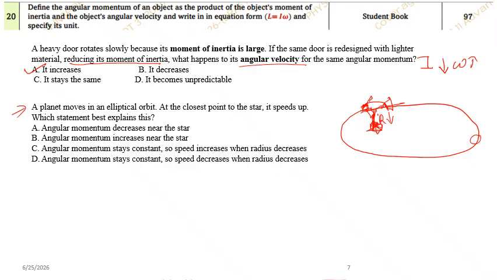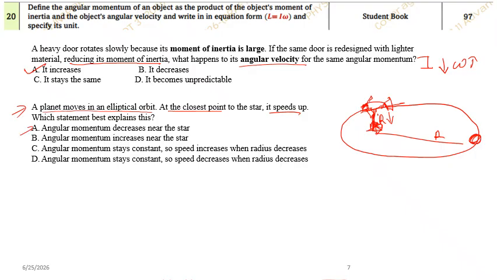See, if the plane is somewhere over here, the radius is more. Okay, so according to the question, a planet moves in an elliptical orbit. At the closer point, if it is closer, it speeds up. Why is it speeding up? Okay, so that is the question. So which statement is correct?